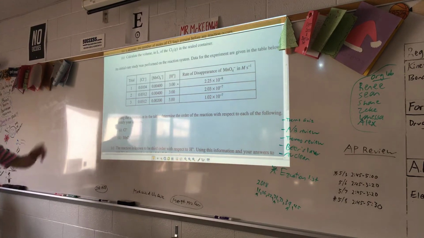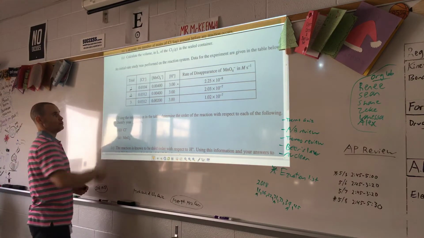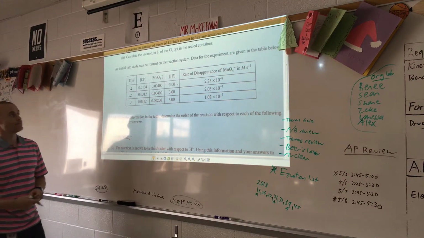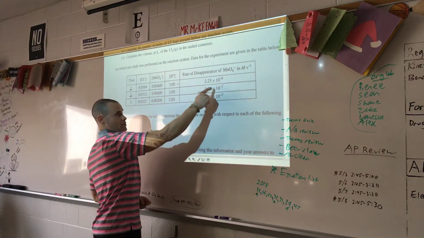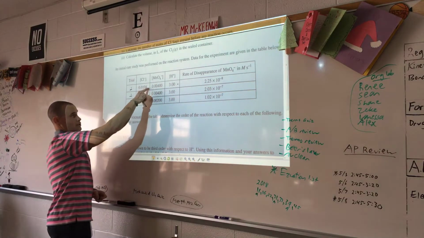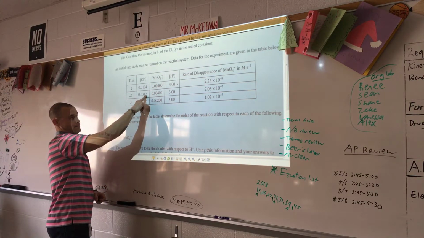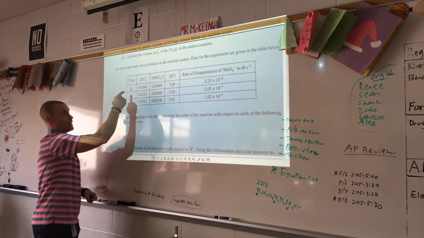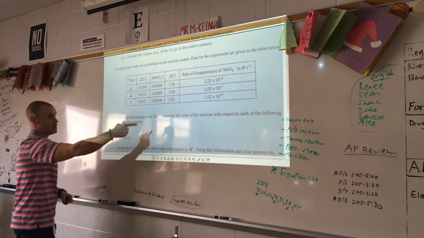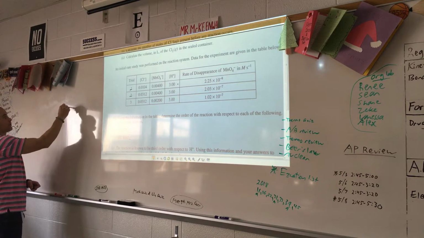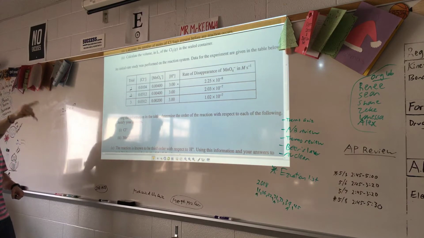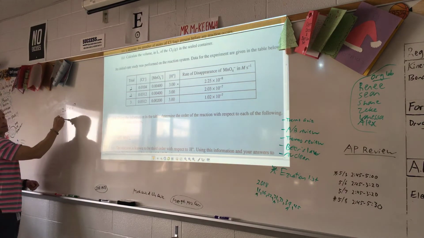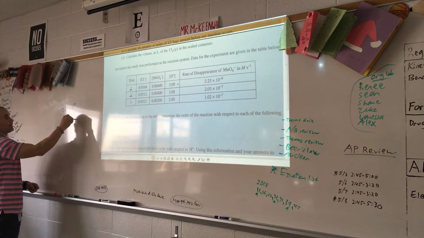Find 2 trials where one concentration is held constant and the other isn't. So if you look at 1 and 2, who's constant and who's changing? The rate is changing, it's going up. This concentration is changing as well. This concentration is not. So we take trial 2 and divide it by trial 1. If you take 2.03 times 10 to the negative 7, always take the bigger number, divide it in terms of the rate. Always take the bigger and divide it by the smaller.